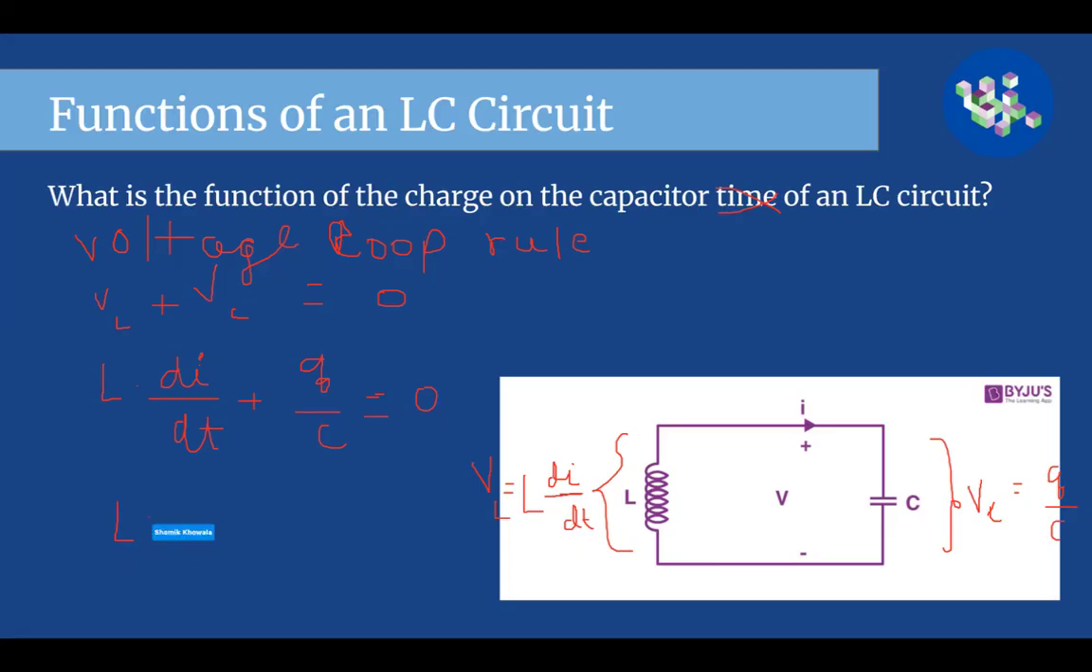So we have L times d squared q/dt squared, the second derivative of the charge function, plus q over C equals 0. You can solve this second order differential equation, and you will get a cosine function. And this is representative of the physical system. We'll see that later. So next slide.